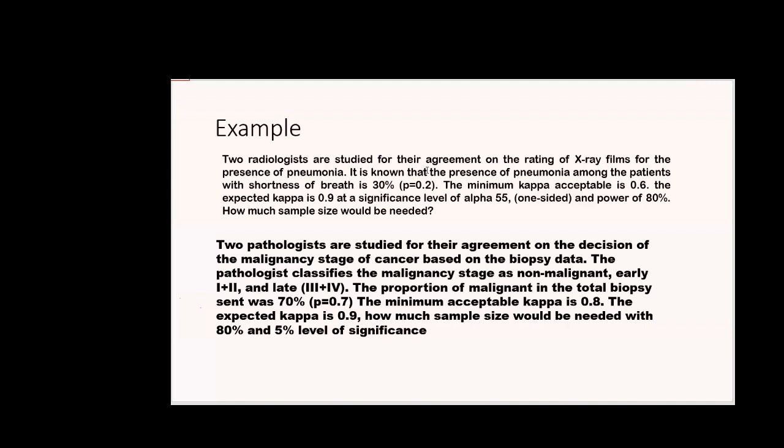Here our objective is to find the agreement between the two pathologists for finding the malignancy stages of cancer on the biopsy. This is our study planning. So these are the two examples where we use kappa statistics. Now I come to the calculator to explain how you can calculate this with the software.